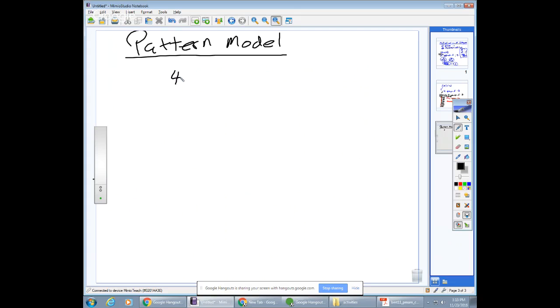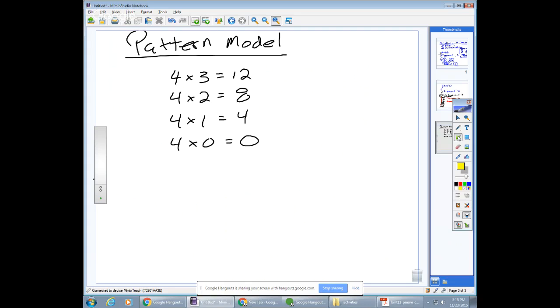We're going to start off by saying, from previous work with whole numbers, 4 times 3 is 12. We know 4 times 2 is 8. We know 4 times 1 is 4. And we know 4 times 0 is 0. What we want to do is just continue the pattern. In the second column I've developed a pattern 3, 2, 1, 0, and I want to continue that pattern. After 0, what's the next number in order? It would be -1. So here I'll have 4 times -1.